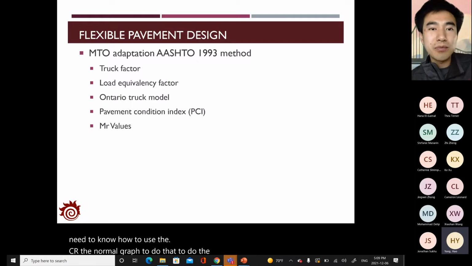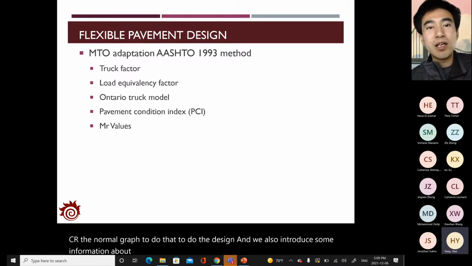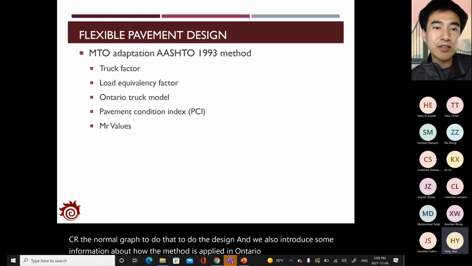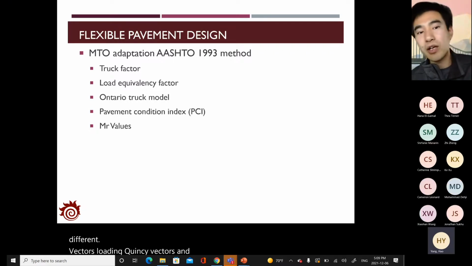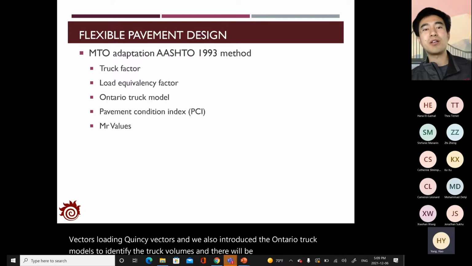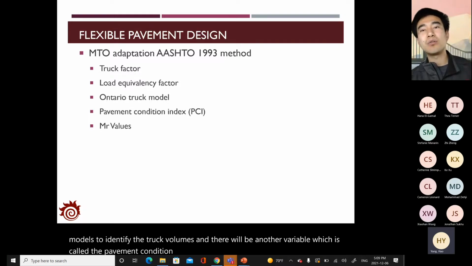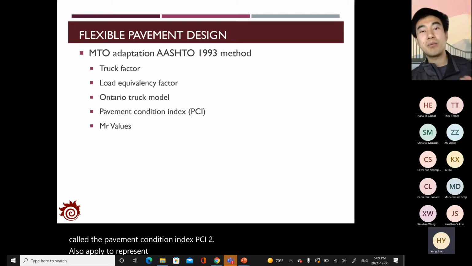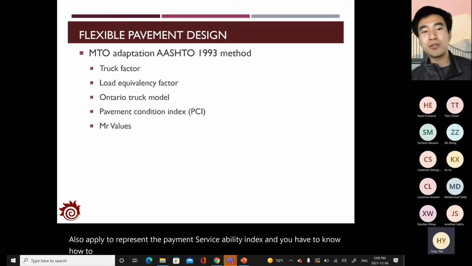And we also introduced some information about how the AASHTO method is applied in Ontario. We have slightly different load equivalency factors, and we also introduced the Ontario truck models to identify the truck volumes. And there will be another variable, which is called the Pavement Condition Index, PCI, also applied to represent the pavement serviceability index. And you have to know how to calculate the resilient modulus. So that's for the flexible pavement design.